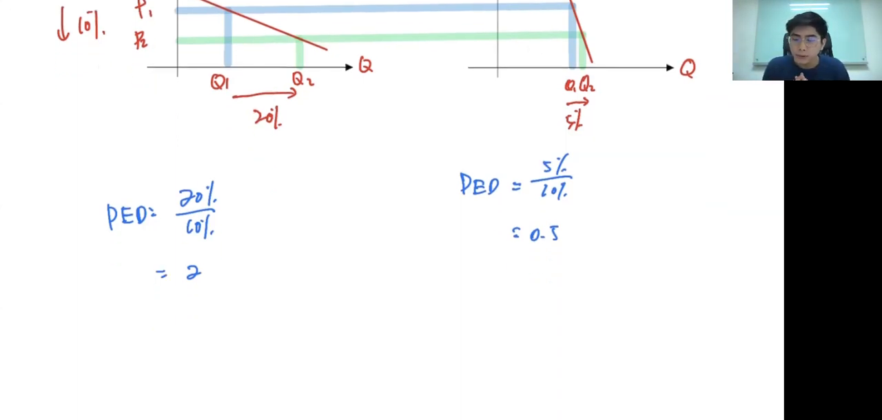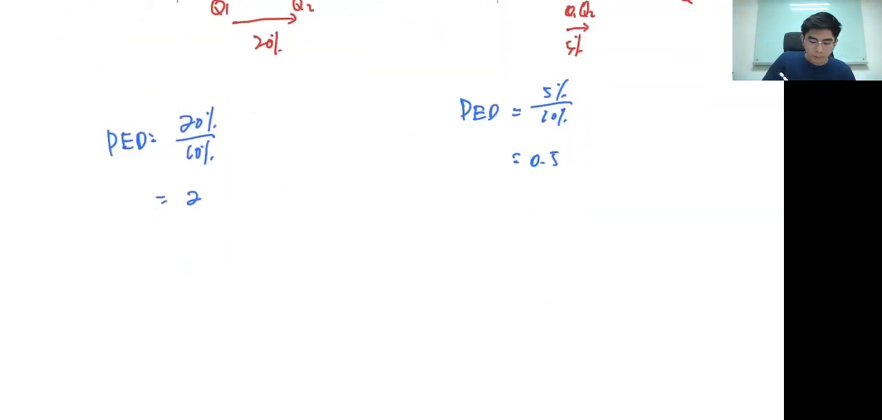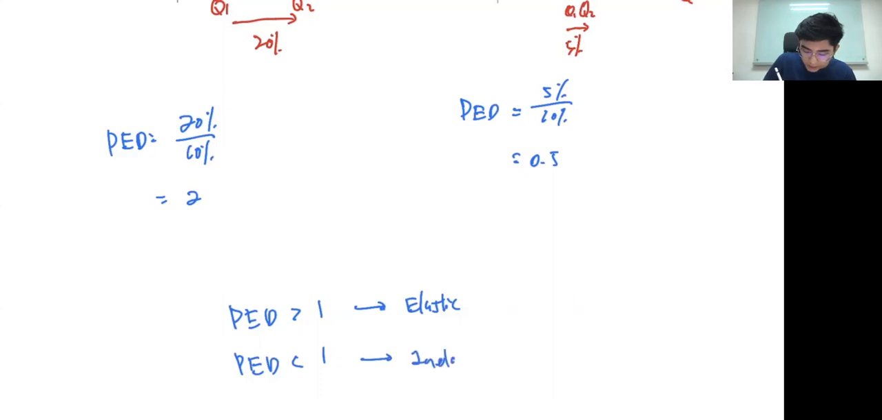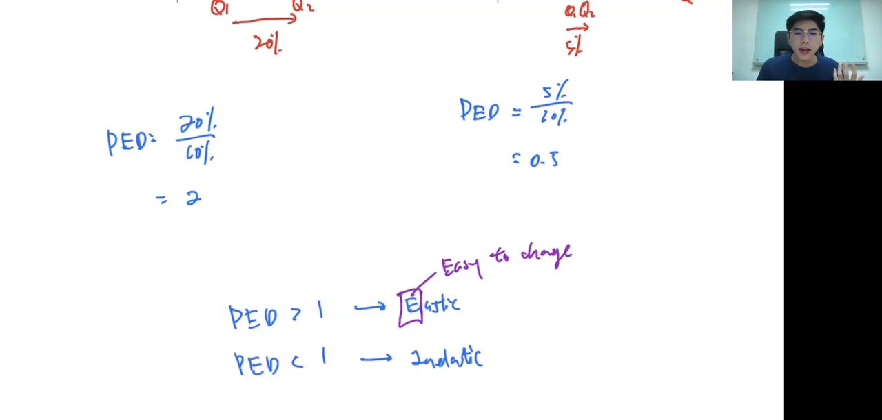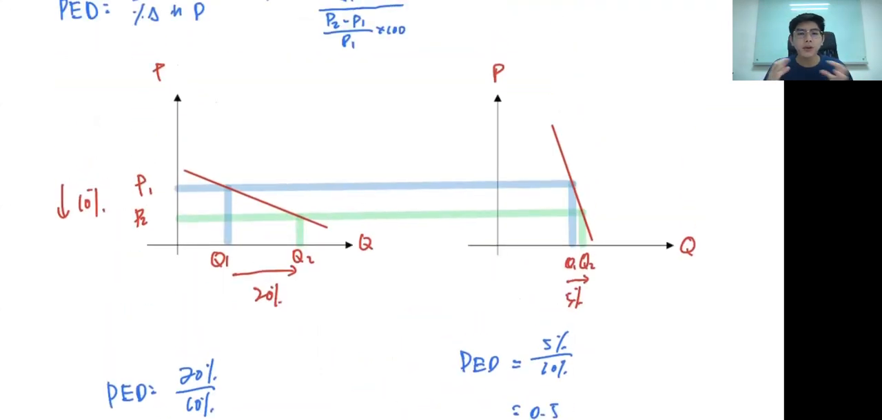And why is this so important? Because when your PED is larger than 1, that product is elastic. And when your PED is smaller than 1, this is what we call inelastic. So elastic, how to remember? Elastic, E, easy to respond, easy to change when there is a price change. So this is a very brief idea of how it looks.